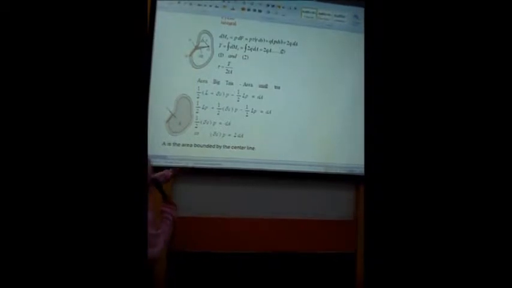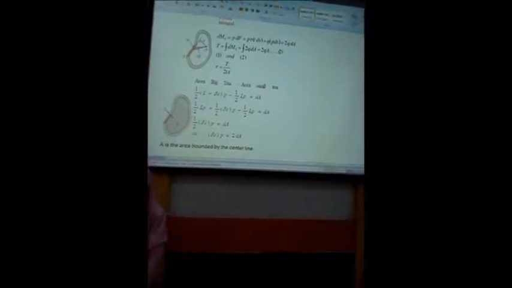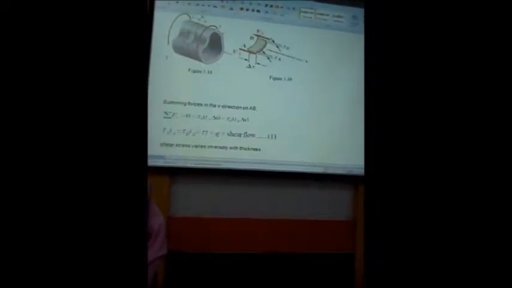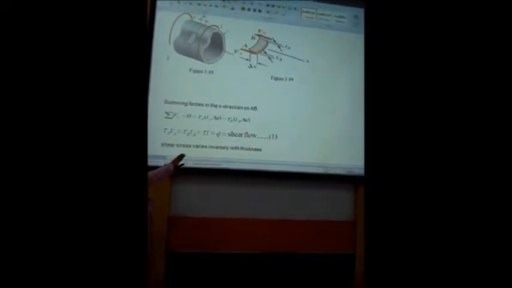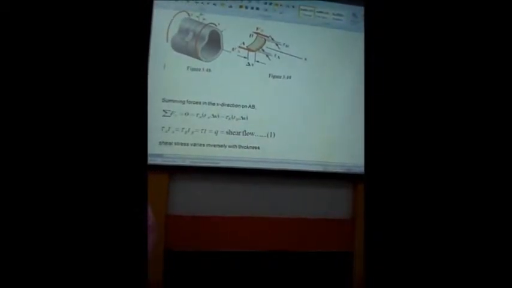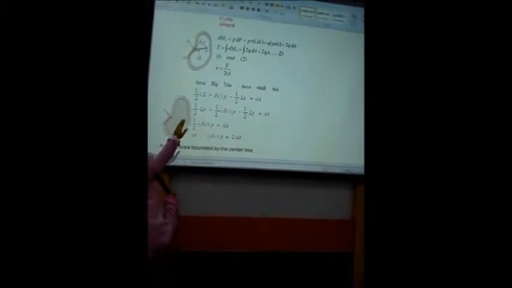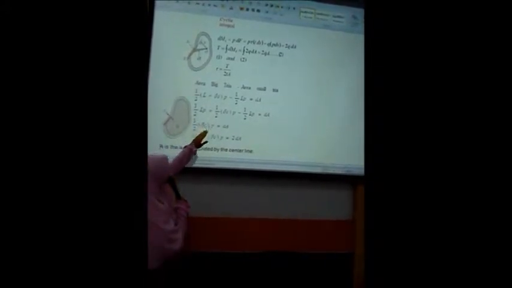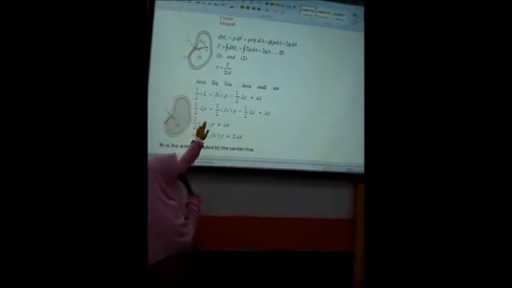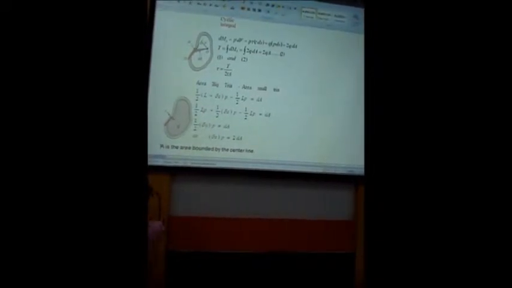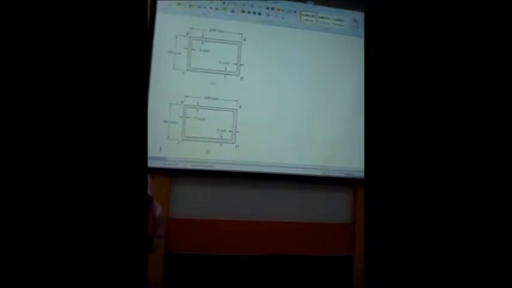And then from equation 2 in equation 1, the shear flow, we get the formula shear equal to total torque divided by 2TA. So this is the formula we use in this application.